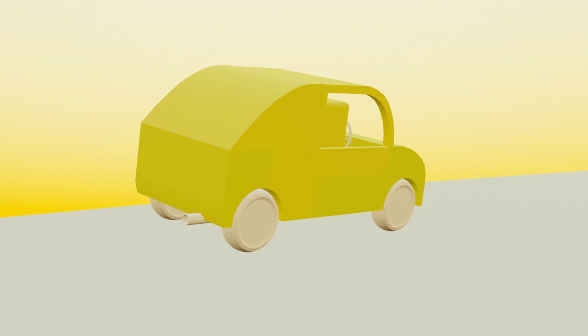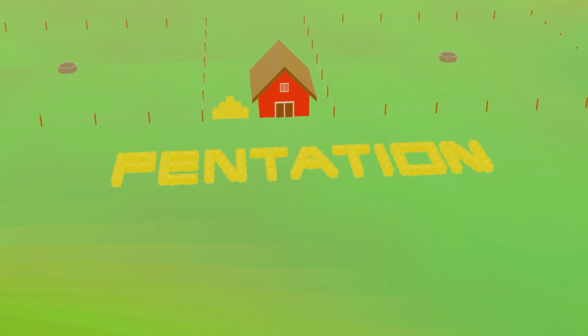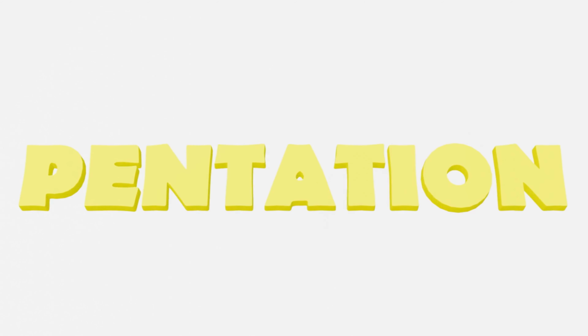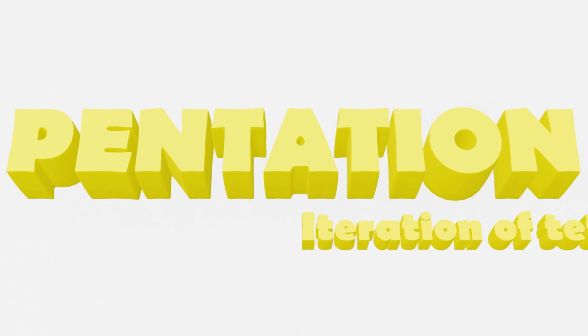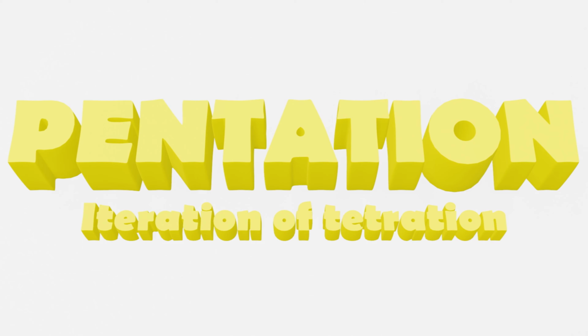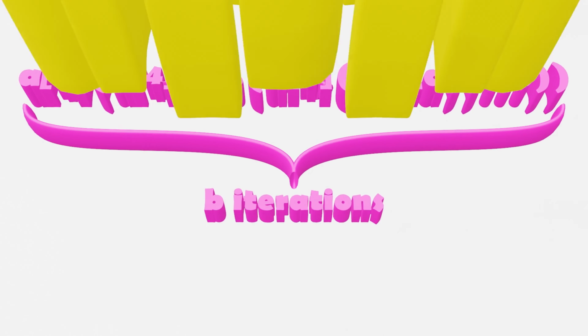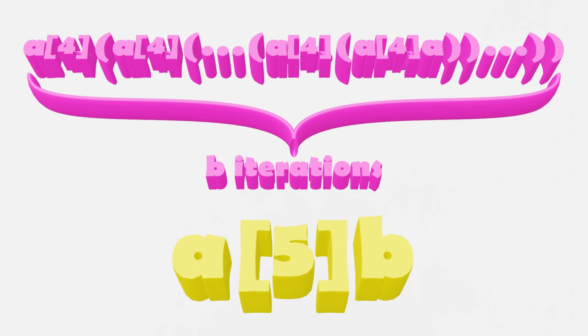The next hyperoperation is known as pentation, and it gives mathematicians the ability to construct astronomically large numbers. As you may have guessed, pentation is the iteration of tetration, and thus it can be written like this. It is notated using a 5 inside the brackets, as it is the fifth hyperoperation in the hyperoperation sequence. Let's look at an example of pentation.